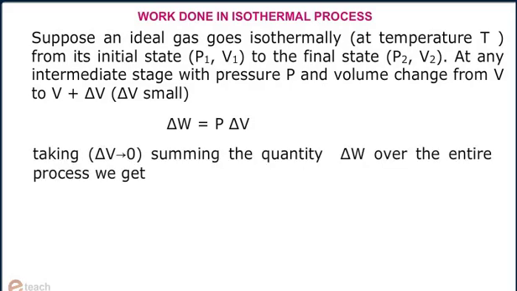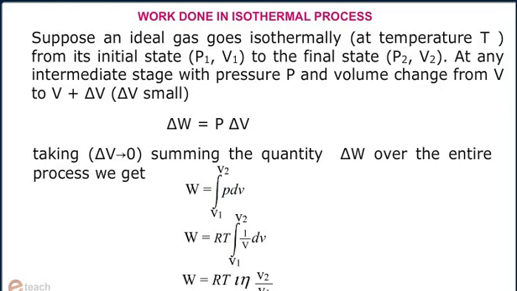Taking delta V tends to 0, summing the quantity delta W over the entire process, we get W equals the integration of P multiplied by dV for interval V1 to V2. Using the ideal gas equation, it becomes W equals RT multiplied by the integration of 1 by V dV for interval V1 to V2, which gives W equals RT natural log of V2 by V1.